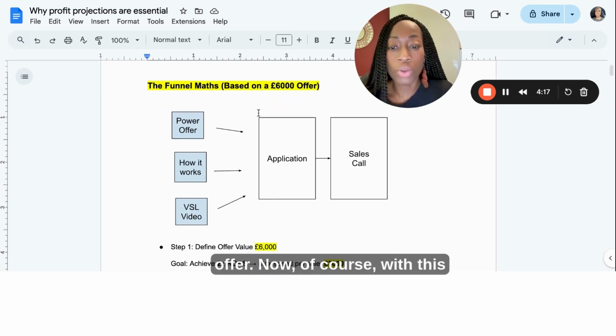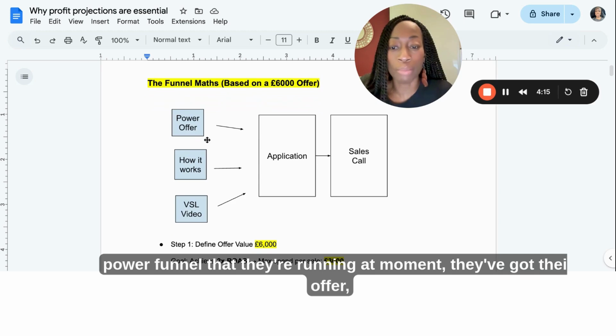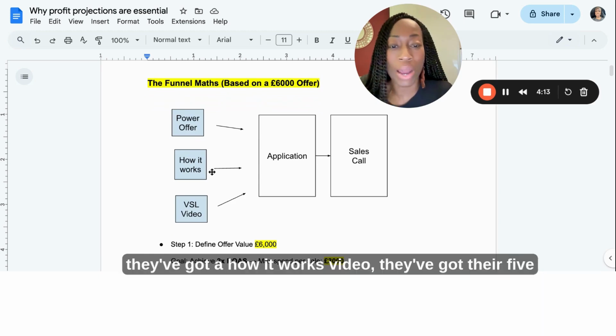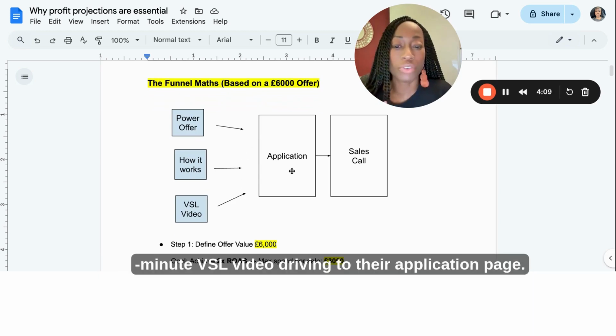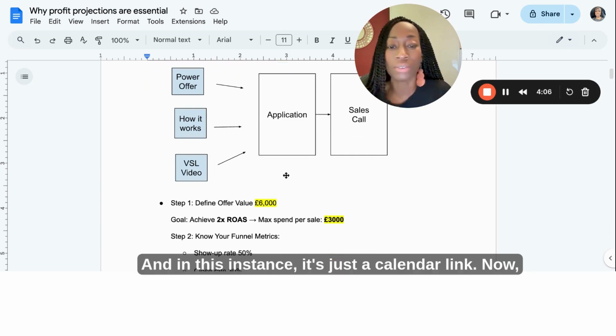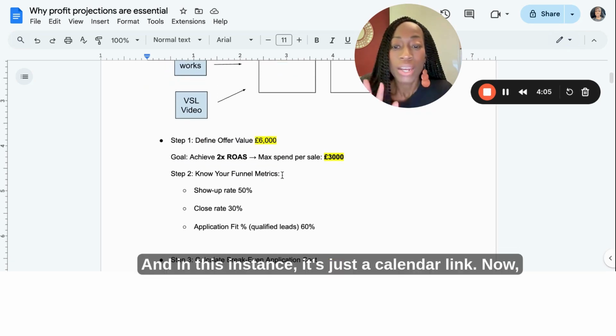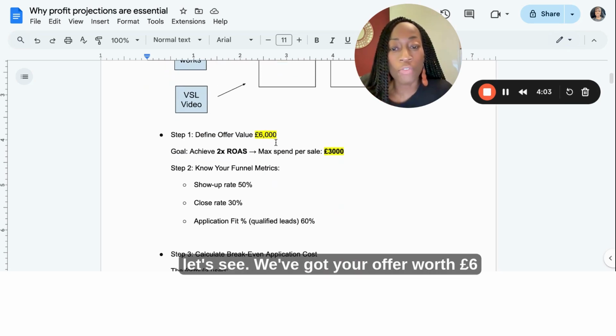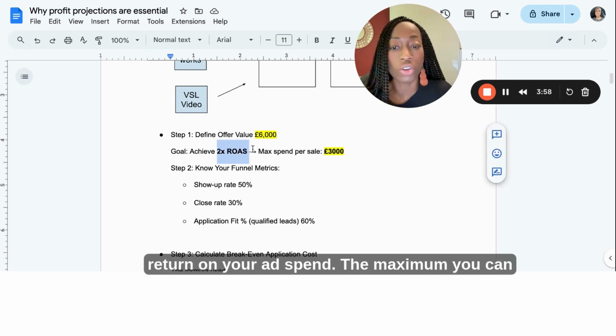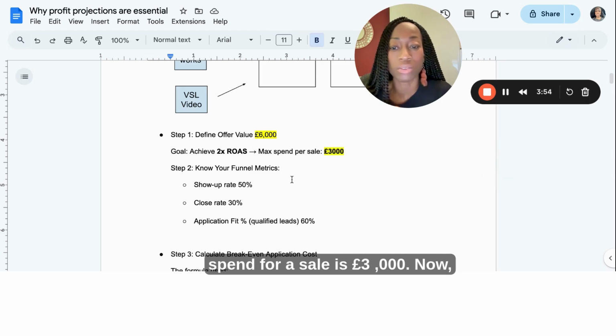Now, of course, with this power funnel that they're running at the moment, they've got their offer, they've got a how it works video, they've got their 5-minute VSL video driving to their application page. And in this instance, it's just a calendar link. Now, let's see, we've got your offer worth 6,000, which means that to get 2 times return on your ad spend, the maximum you can spend per sale is 3,000.